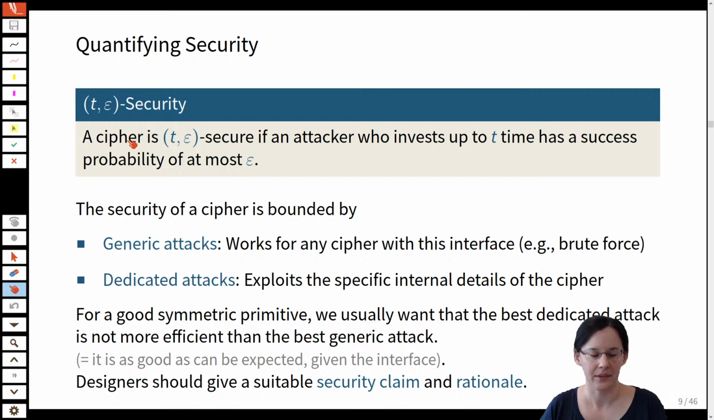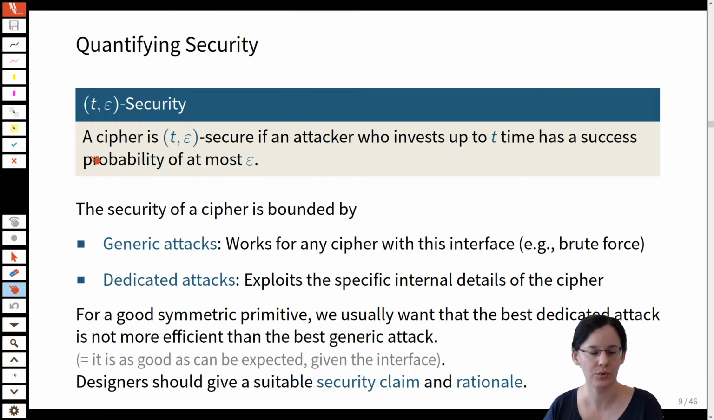So, of course, there's not just one possible T epsilon value for a cipher. So, for example, for a cipher with a 128-bit key, if the attacker invests 2 to the 128 time, then the success probability is somewhere close to 1. Whereas if they only invest, for example, 2 to the 64 time, the success probability of any attack is negligibly small. So what this is here is not some fixed parameters, but it actually describes a curve. For which time t do we get which success probability epsilon?